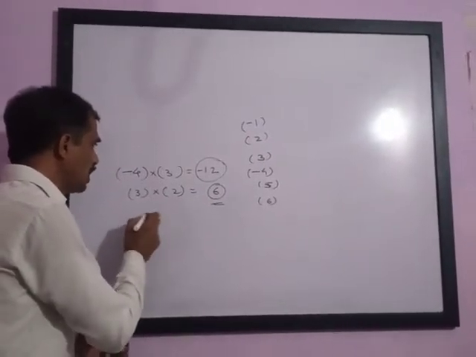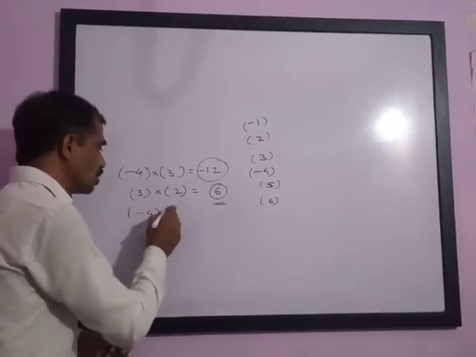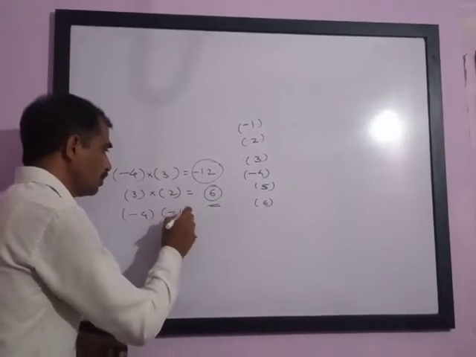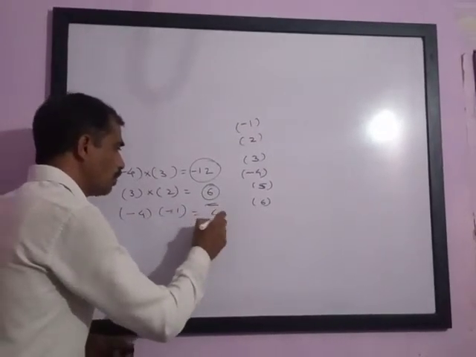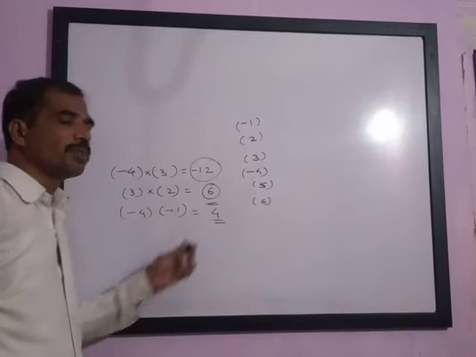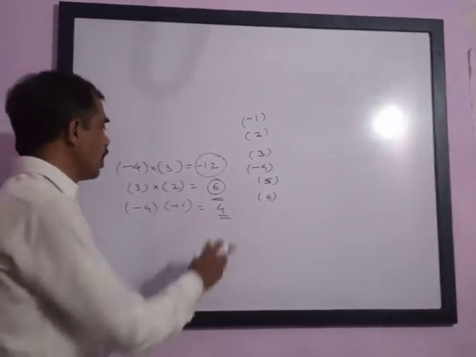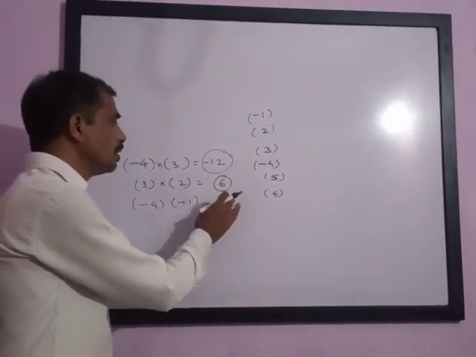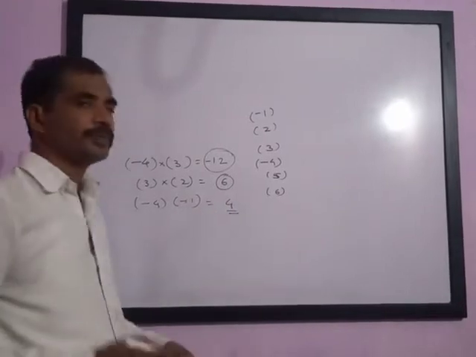If both integers are negative, minus 4 and minus 1, then the product will be 4. We are going to use this positive 4 integer while playing the game. I am going to play this game with Sanskar, and best of luck to Sanskar.